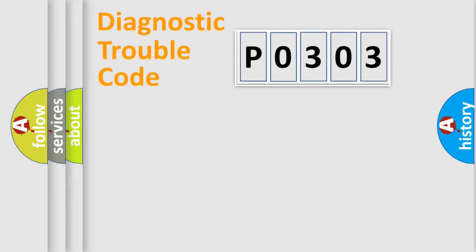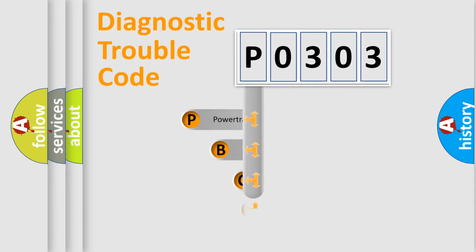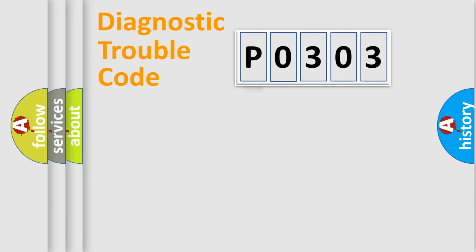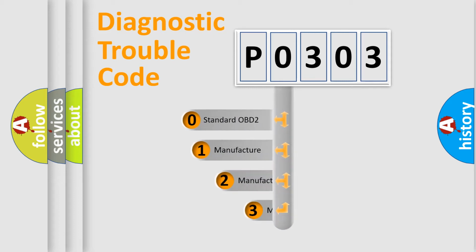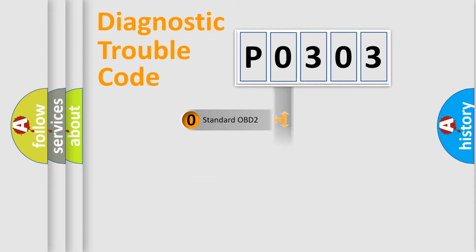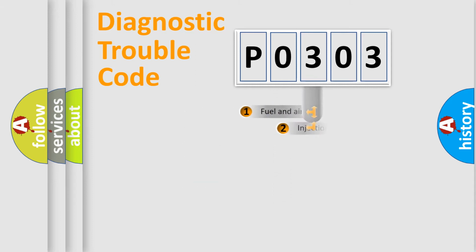Let's do this. First, let's look at the history of diagnostic fault code composition according to the OBD2 protocol, which is unified for all automakers since 2000. We divide the electric system of the automobile into four basic units: powertrain, body, chassis, network. This distribution is defined in the first character of the code. If the second character is 0, it is a standardized error. In the case of the numbers 1, 2, 3, it is a manufacturer-specific error.